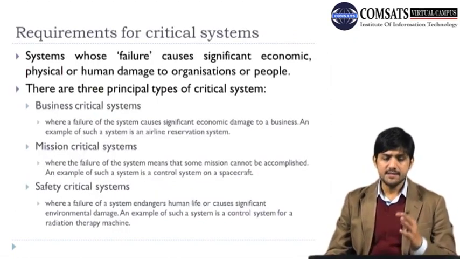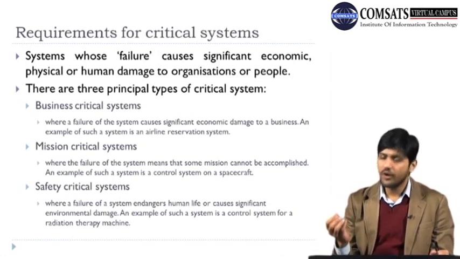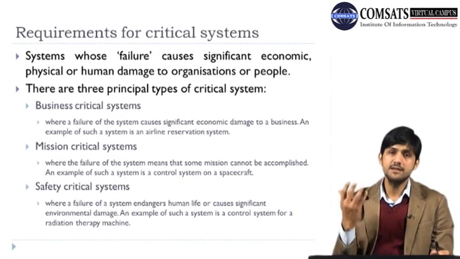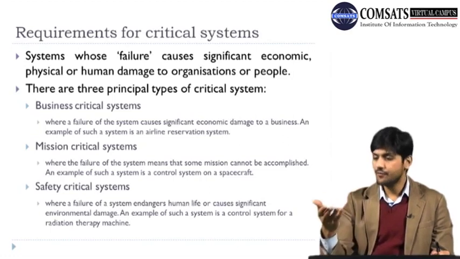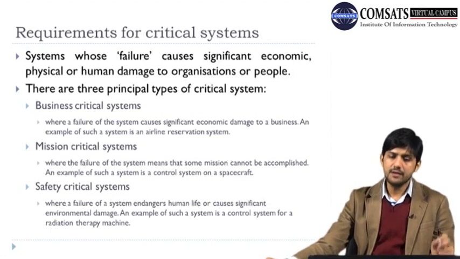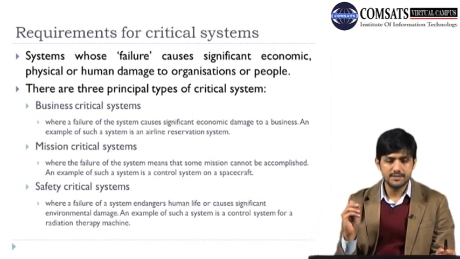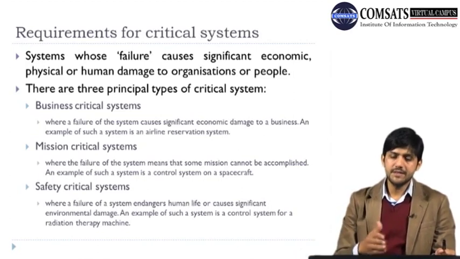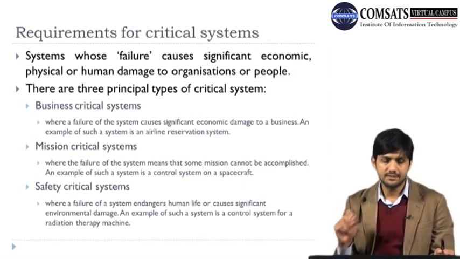Okay, and this is something very important: how we identify the requirements for critical systems, and specifically the non-functional requirements for critical systems. First of all, it is very important to figure out how we define these critical systems. Systems whose failure causes significant economic, physical or human damage to organizations or people are classified as critical systems. There are three principal types of critical systems. Number one are business critical systems, number two are mission critical systems, and the third one are safety critical systems.